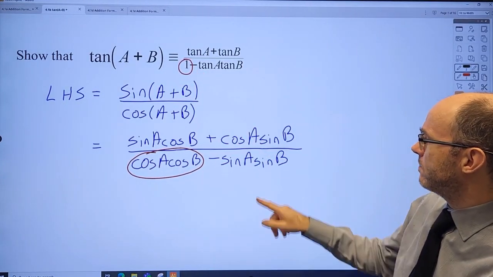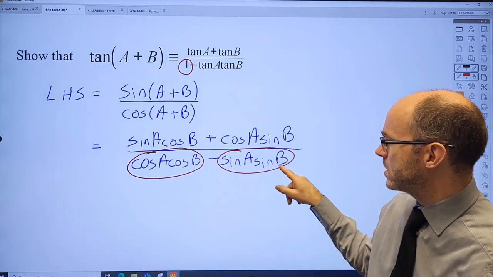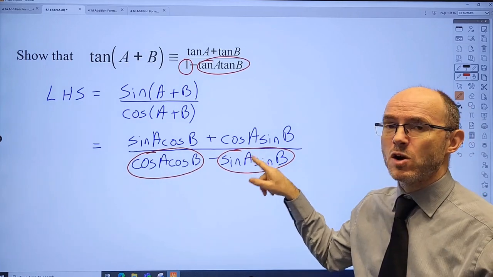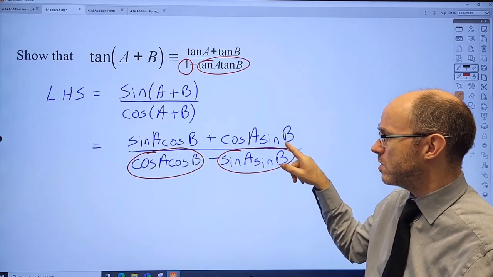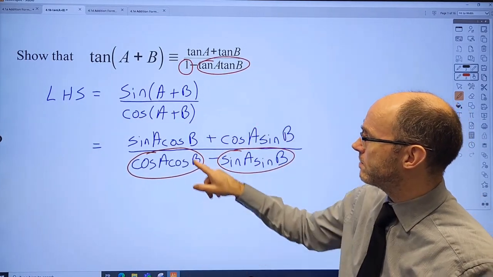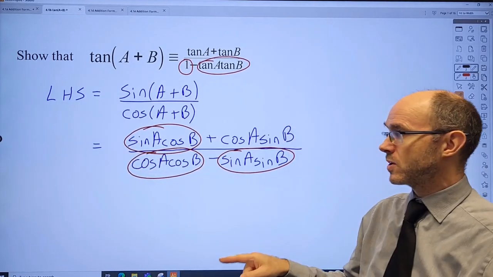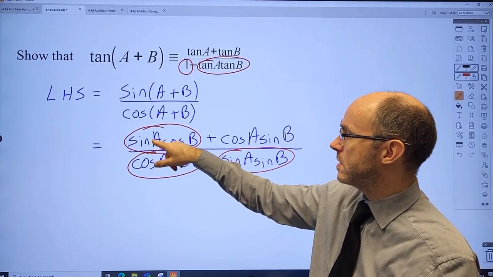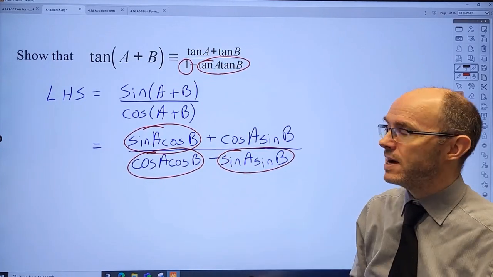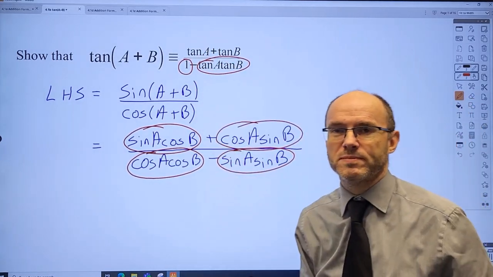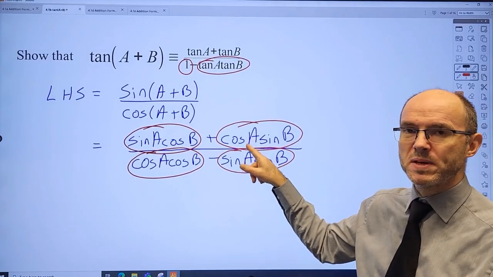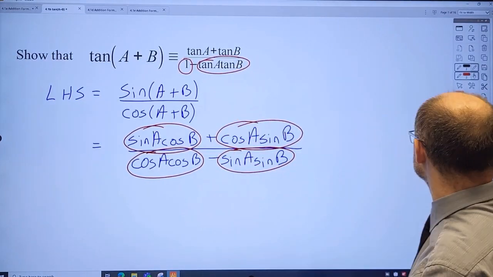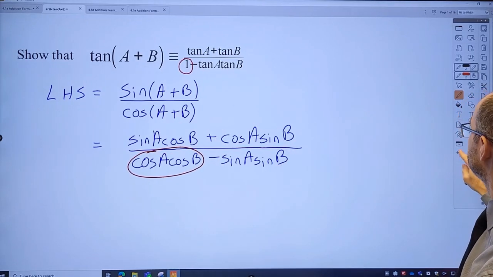I'm going to test it works with the others. If I divide this one by cos A cos B, do I get that? Yes, I do, because I get sin A over cos A and sin B over cos B, so I get that. And if I divide that by cos A cos B, the cos B will cancel, and left is sin A over cos A, which is tan A. And by a similar method, if I divide that by cos A cos B, the cos A's will cancel, and left is sin B over cos B, which is tan B. So that's my method.